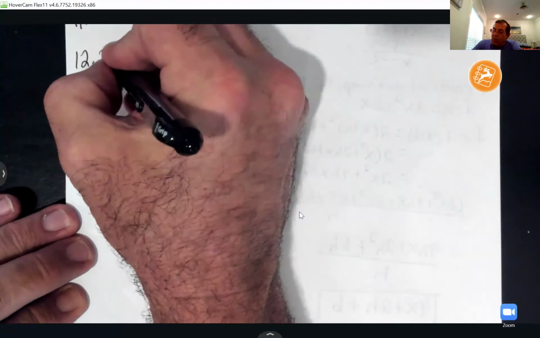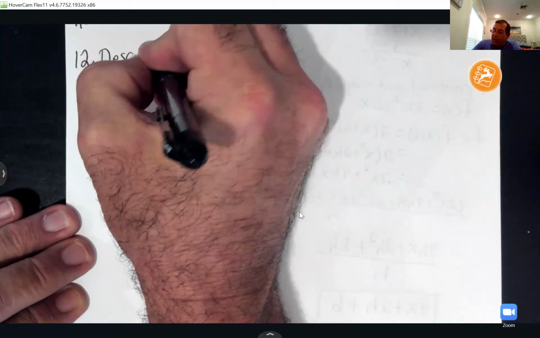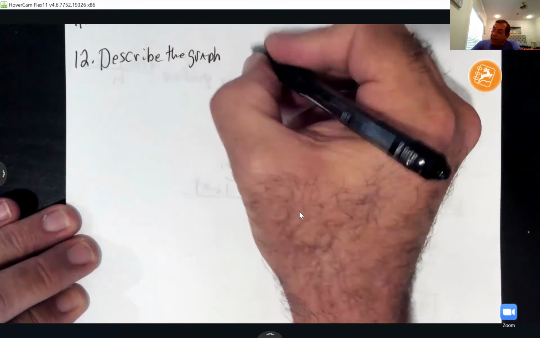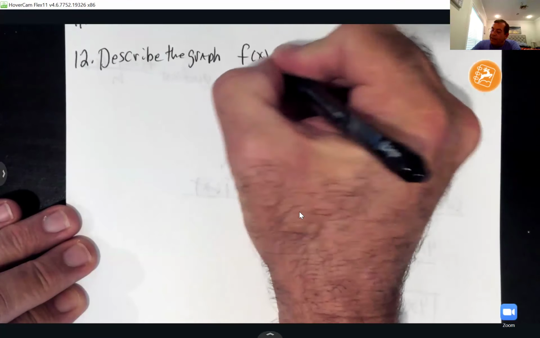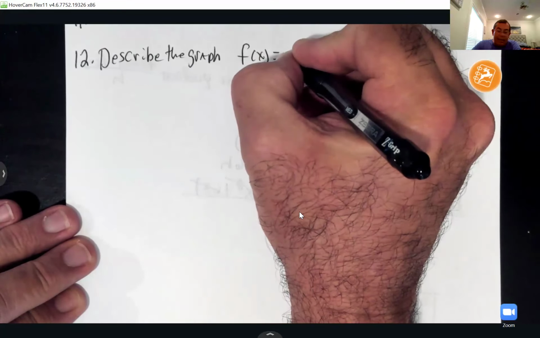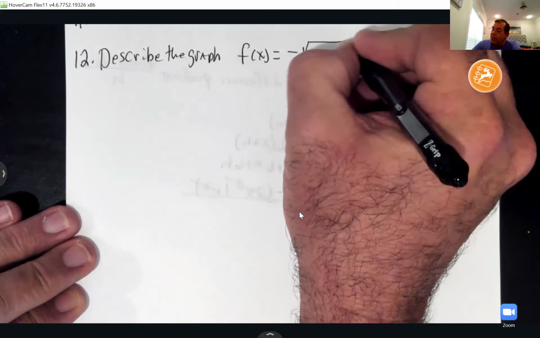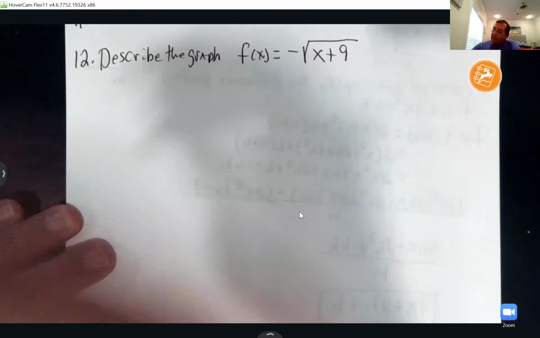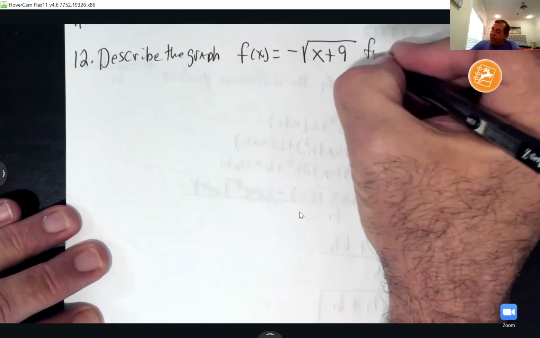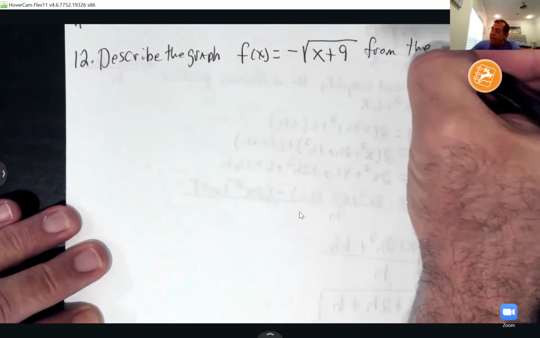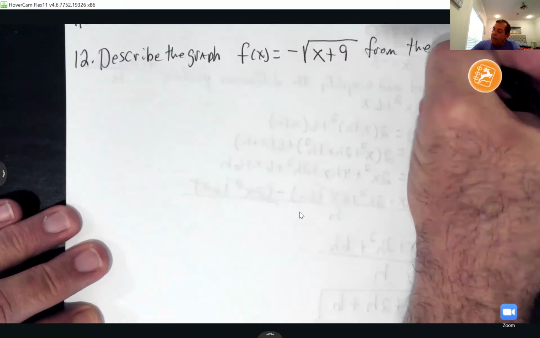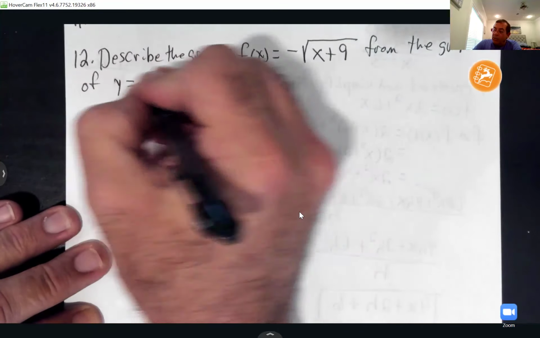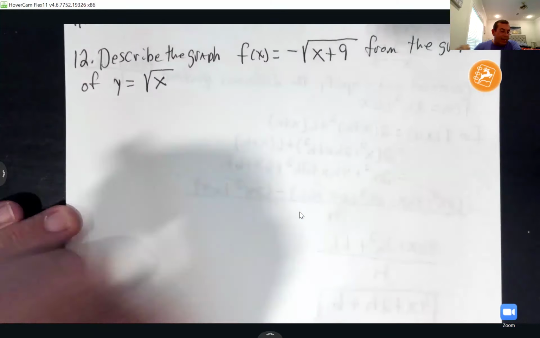All right, 12 was describe the graph. They're giving us f of x equals a negative square root of x plus 9, and that's starting from the graph of y equals square root of x.